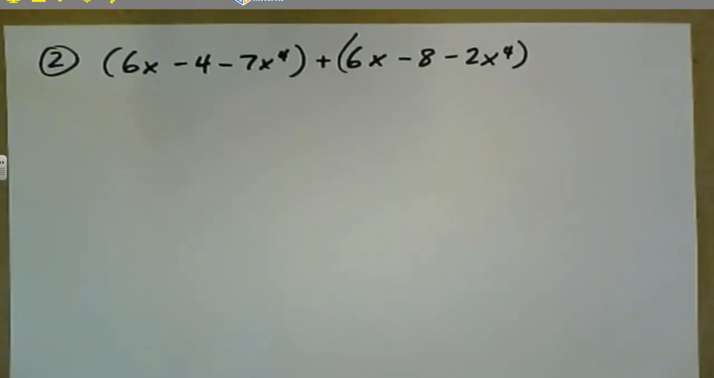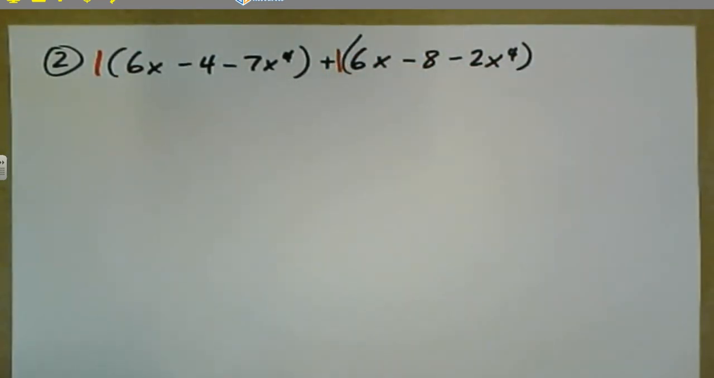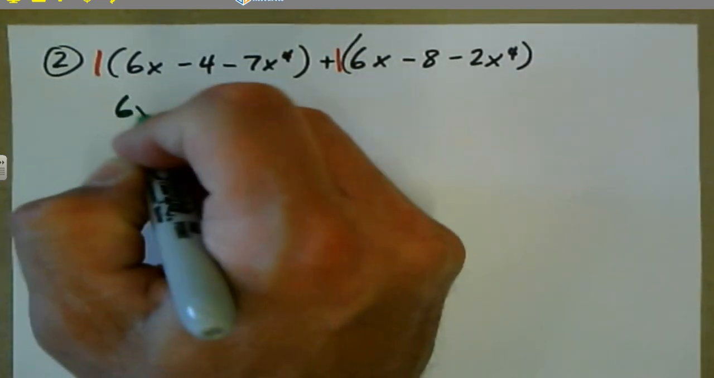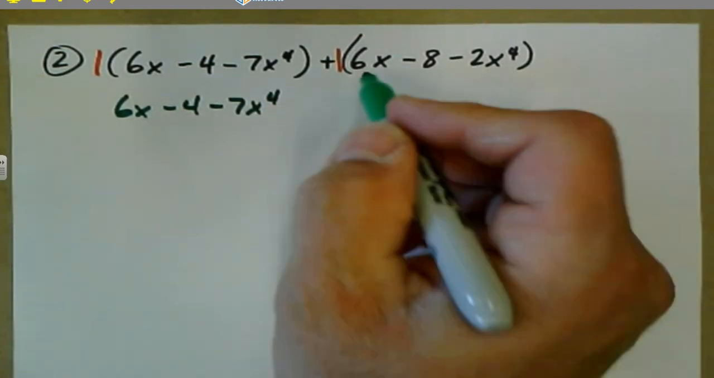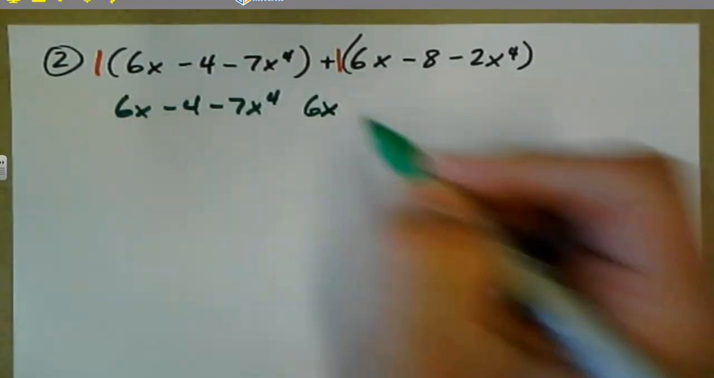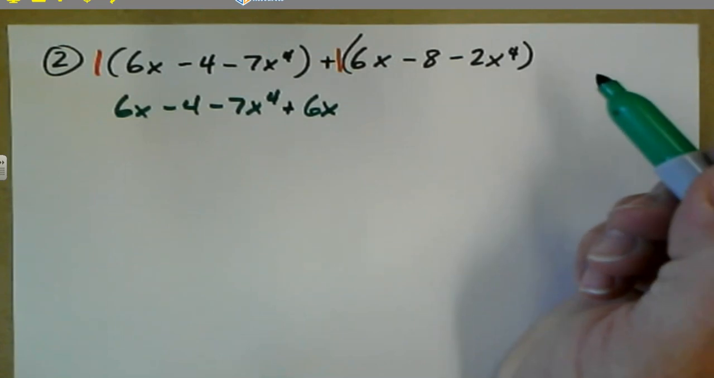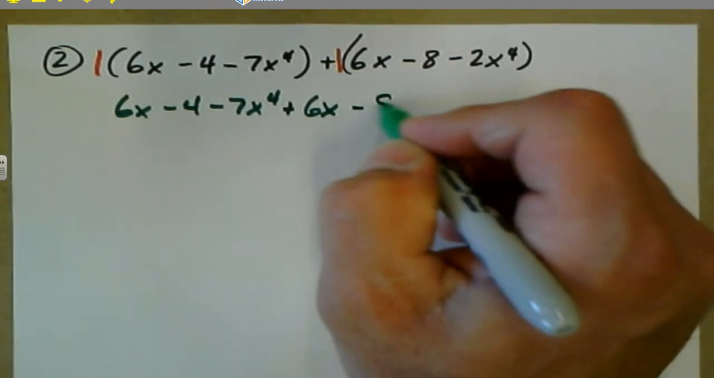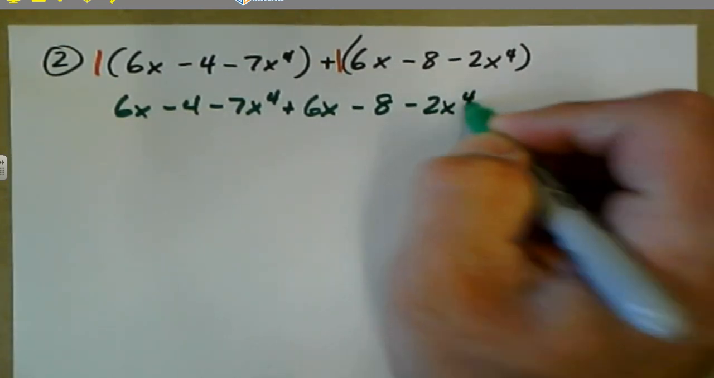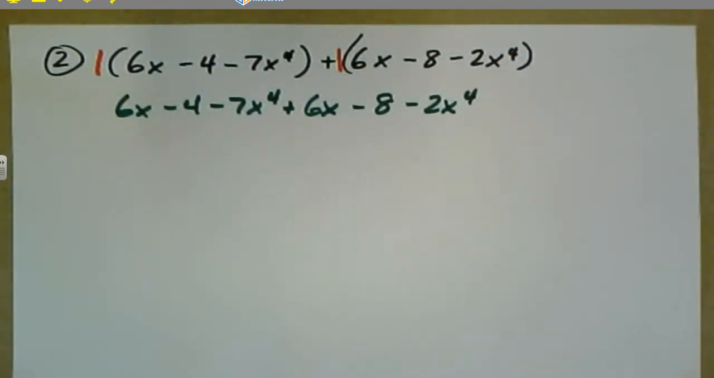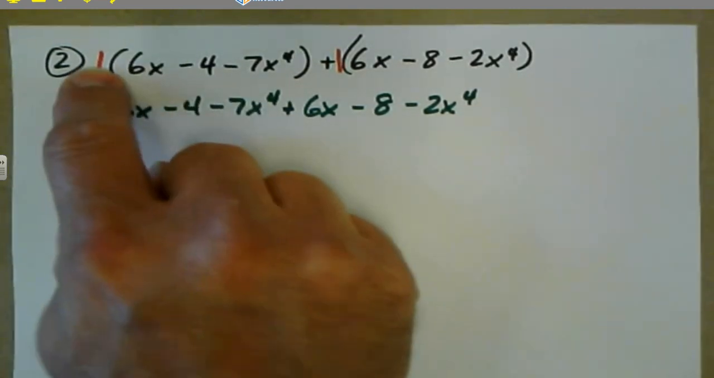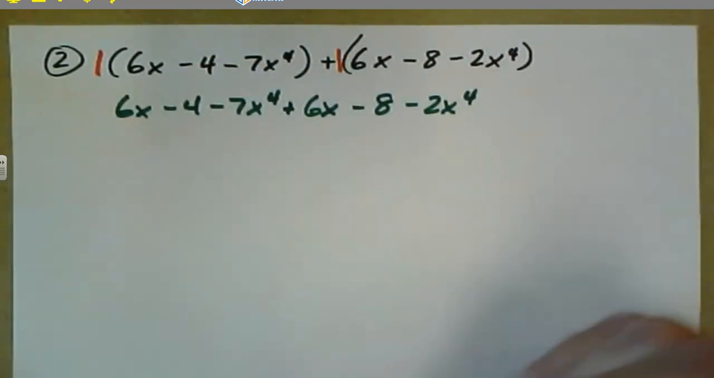Easy one. There's a 1 out here, there's a 1 out here. Do I change anything on these guys? No, it's 6x minus 4 minus 7x to the fourth. Don't put just 6x down. You have to put a plus in there. Otherwise, it's multiplication. Minus 8 minus 2x to the fourth. And yes, do I want you to redraw it without the parentheses? Yes. If you don't, I'm not accepting it. These are 1s. You just keep them the same.